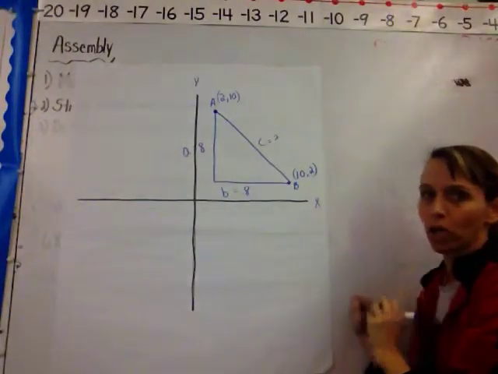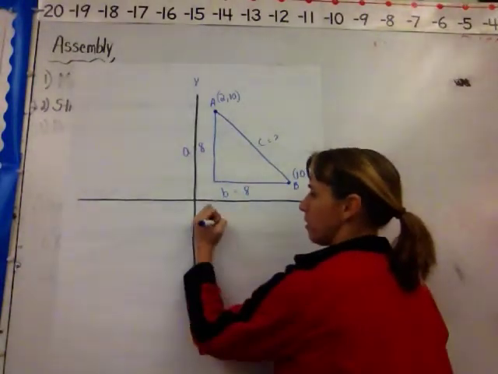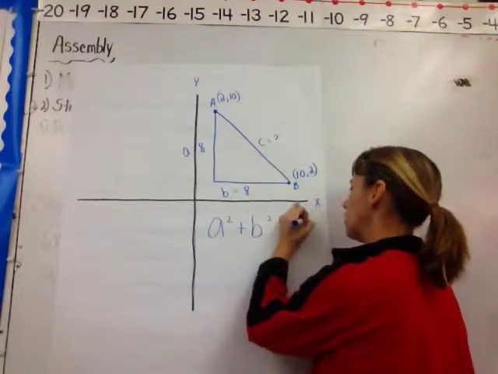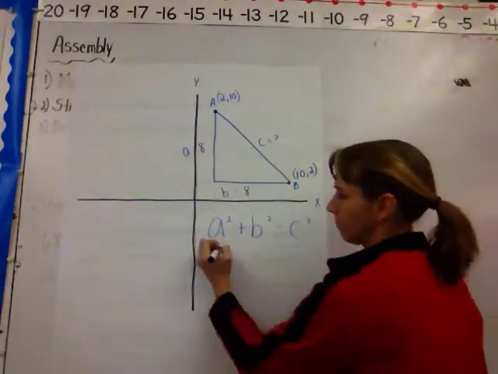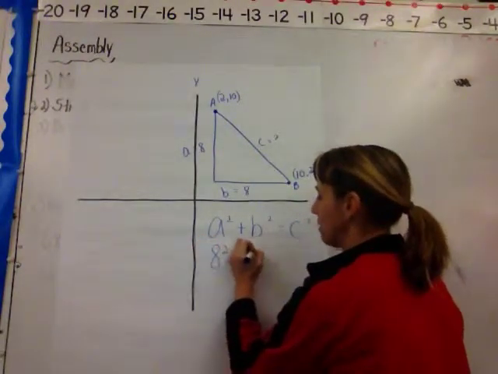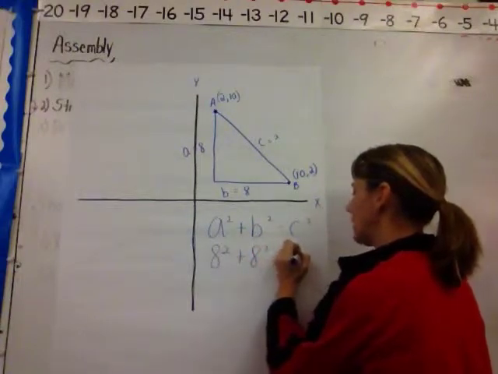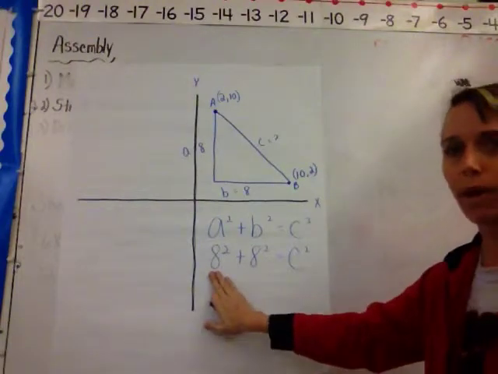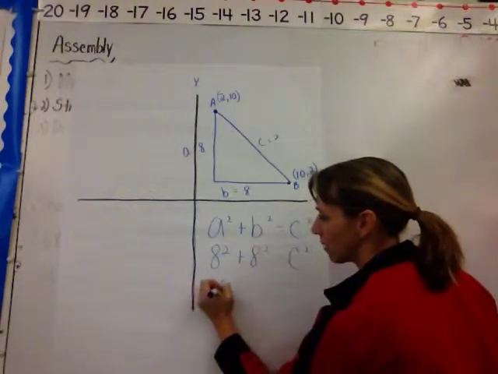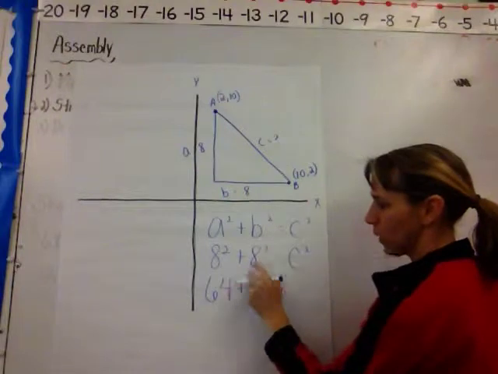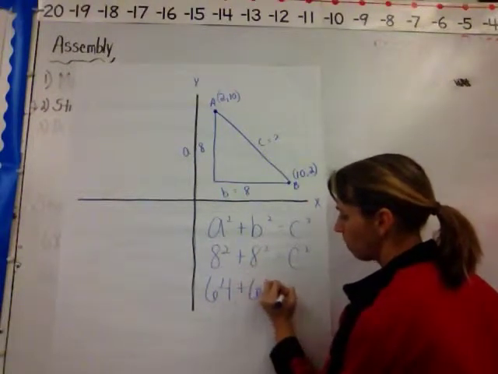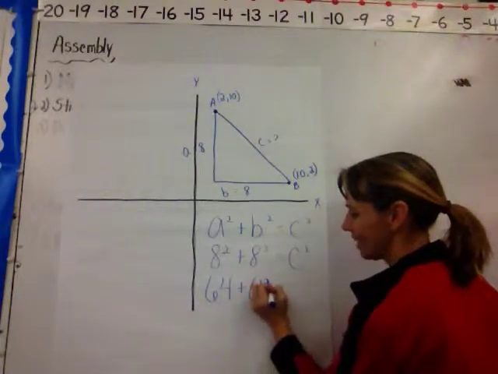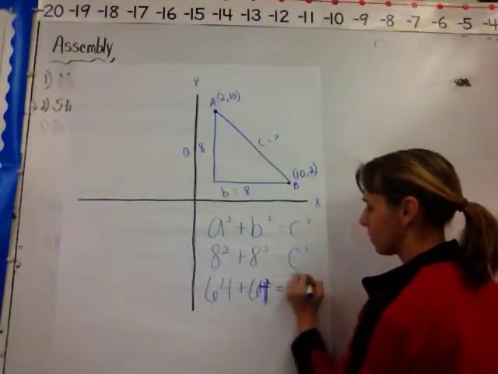That's my question mark. So just as we know, we have the Pythagorean theorem. A squared plus B squared equals C squared. I know my A is 8. My B is 8. And my C, I still do not know at this point. In my calculator, I would do 8 squared, which I know is 64, plus 8 squared again, which is 64. Sorry about that. 64 equals my C squared.